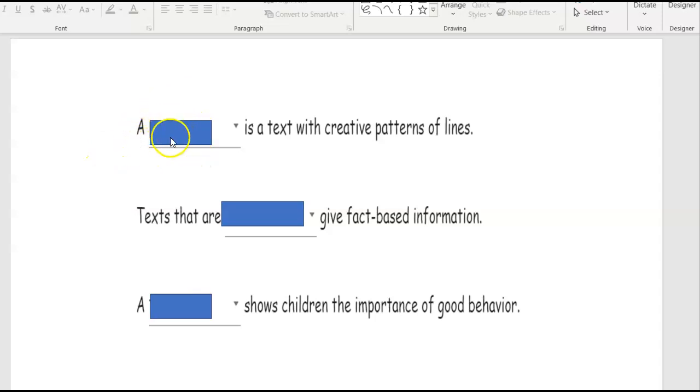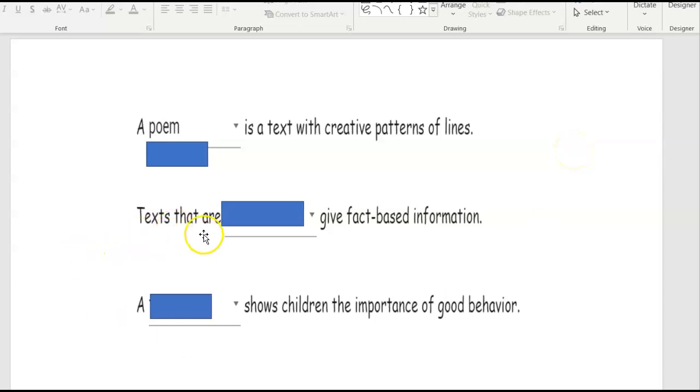So the first one says, a blank is a text with creative patterns of lines. We're going to choose from poems, informational text, or fables. I want you to think back which one means it's a text with creative patterns of lines. Hopefully, you were thinking it was a poem. Sometimes poems have rhyming words, sometimes they don't.